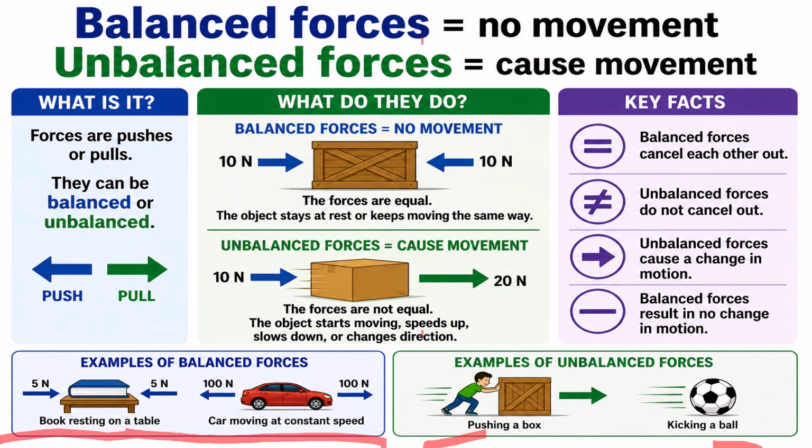Now look at the car. The car moving at constant speed is balanced. It's well balanced because it's moving at a steady, constant speed. So, even though it's moving, it's still balanced because it's moving at a constant speed.